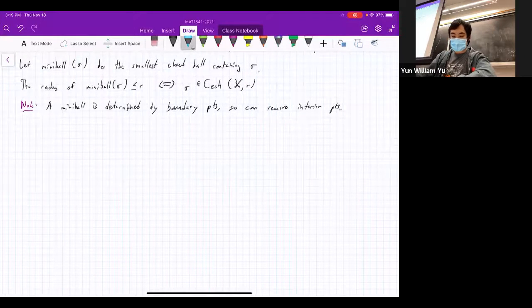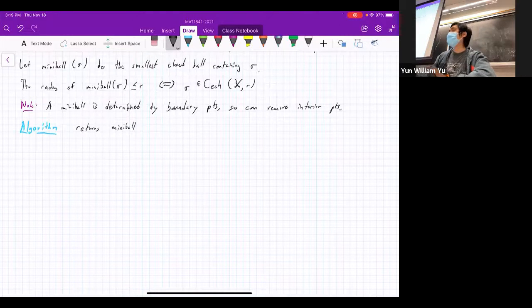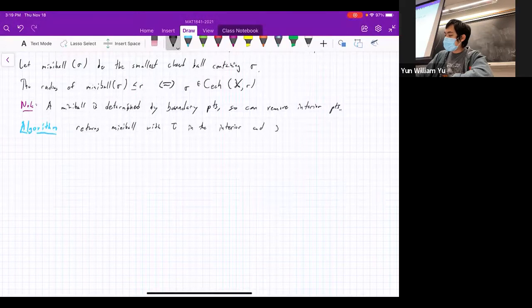And that brings us to an algorithm. This algorithm will return the mini ball. We're going to define this algorithm recursively and then look at its runtime. We're going to return the mini ball with some set tau in the interior, and nu on the boundary.